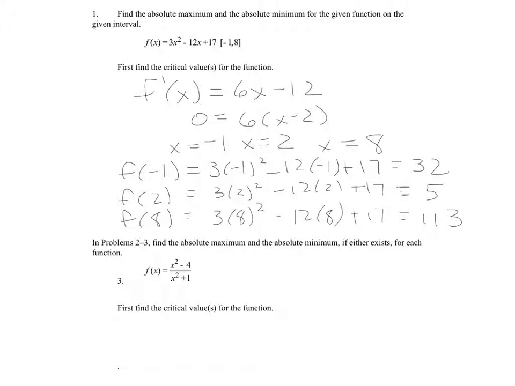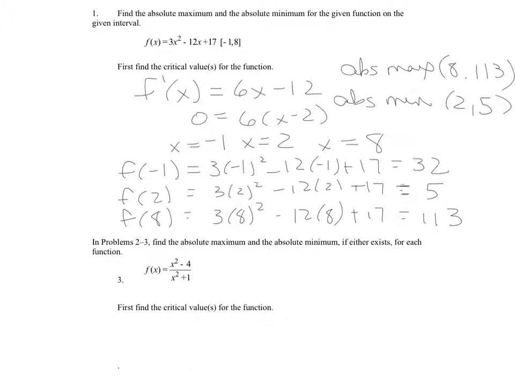All right, so I'm going to have an absolute max at the ordered pair 8, 113. And I have an absolute min where? 2, 5. That's it. Just list them as an ordered pair, because if they ask you for an absolute max or an absolute min, it's a point. You got to give both the x and the y value. So you already have it because you did that to run the test when you have closed intervals.